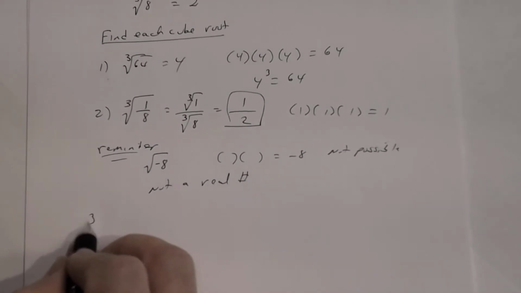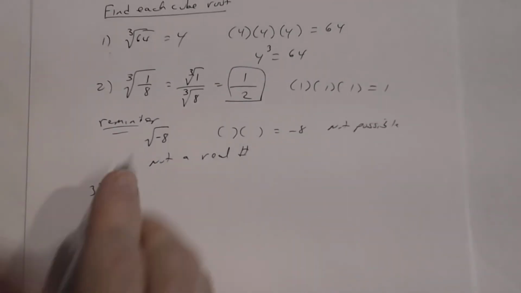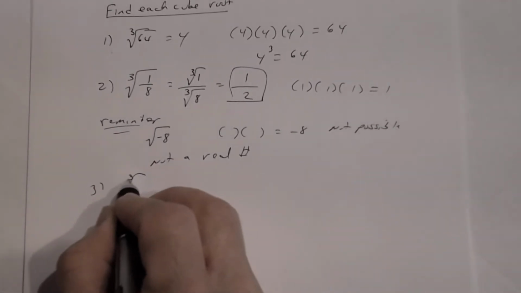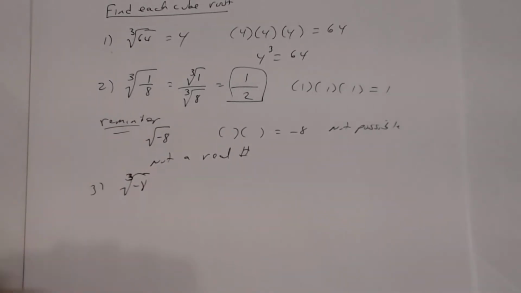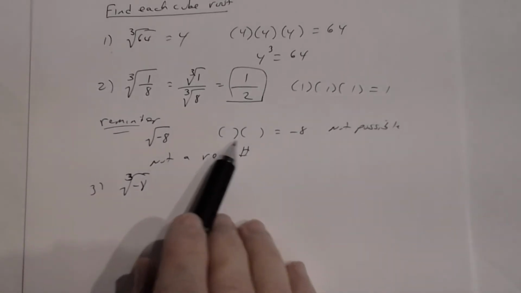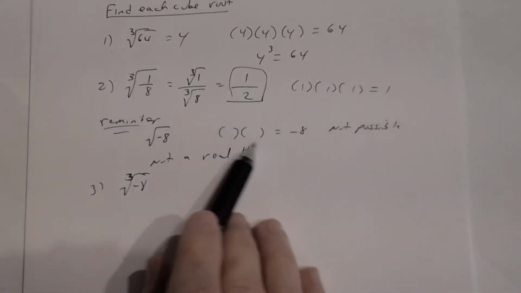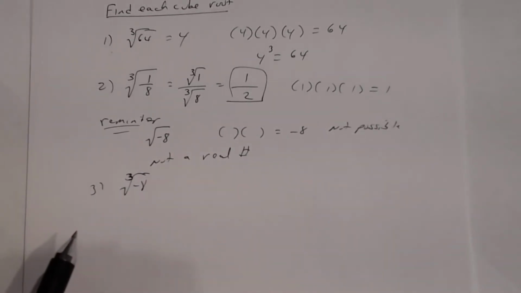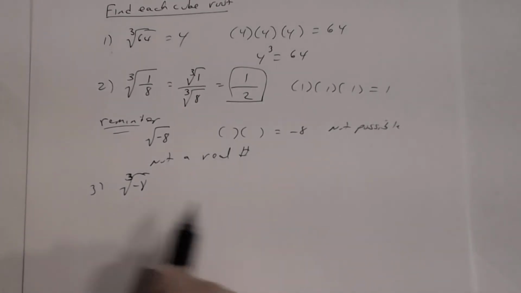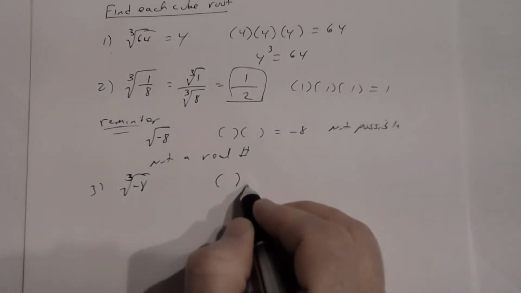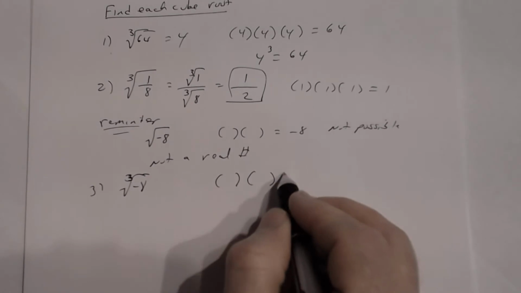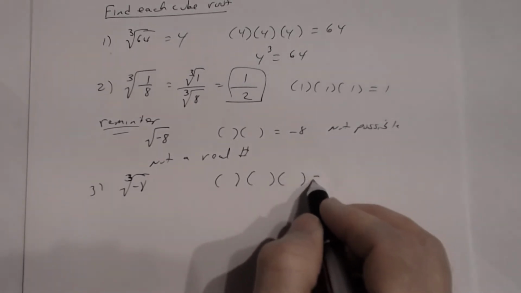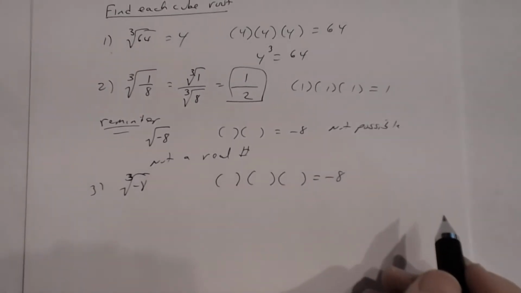Now let's look at number 3. Knowing this, what about the cube root of -8? Is that also not a real number? I know that the square root of -8 is not a real number because there's no real number times itself that's negative, right? What about the cube root? Is there a real number times itself 3 times that's going to equal -8? Can you think of one?